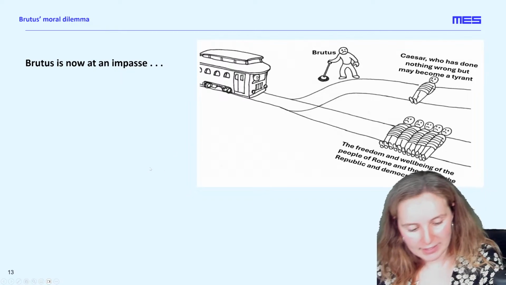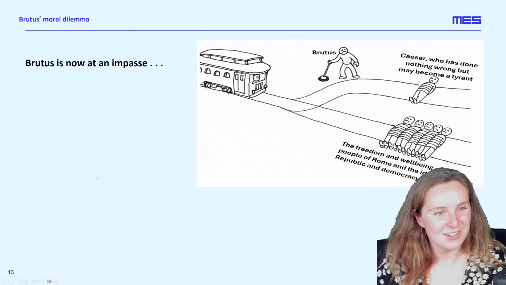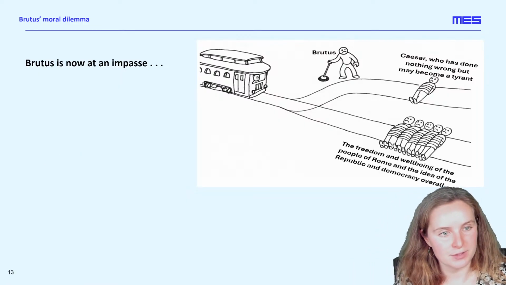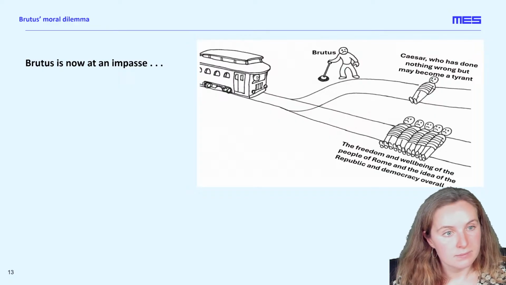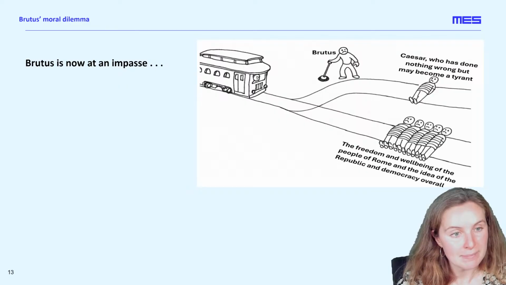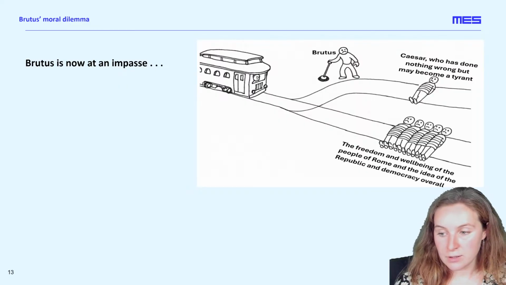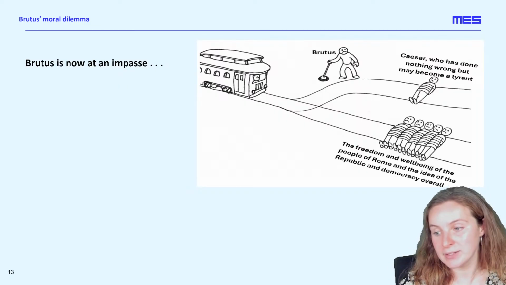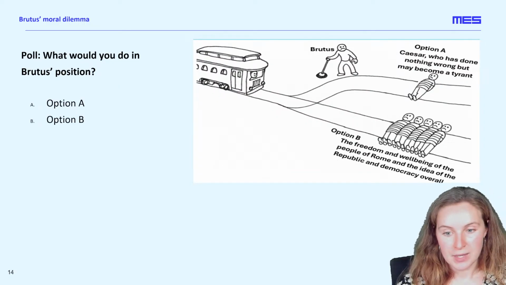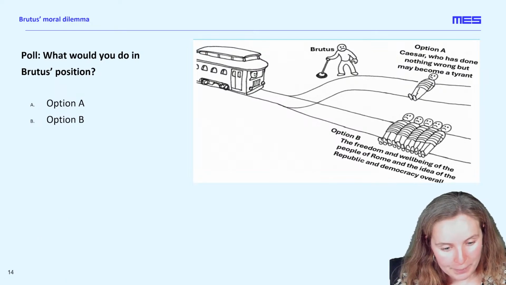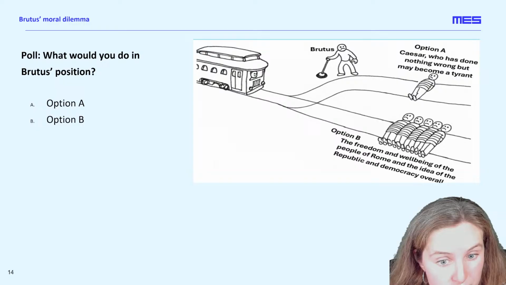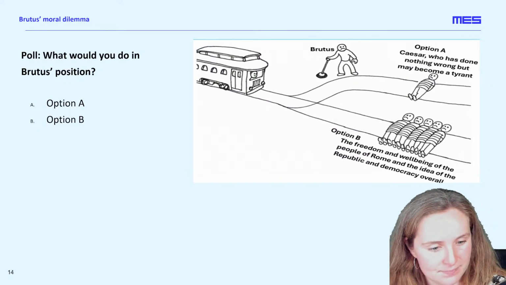So Brutus himself is in the trolley car scenario from previously. Moving down so you can see that a little bit more. So what does he kill? Does he kill Caesar, who has done nothing wrong but may become a tyrant? Or does he kill the freedom and well-being of the people of Rome and the idea of the republic and democracy overall? What does he do? And I am going to pop again a poll into the chat. What would you do in Brutus's position?